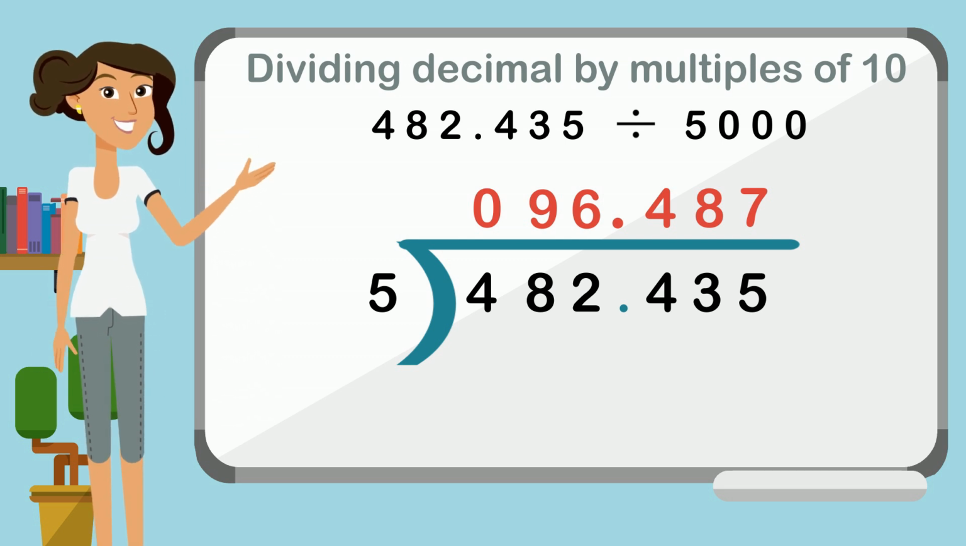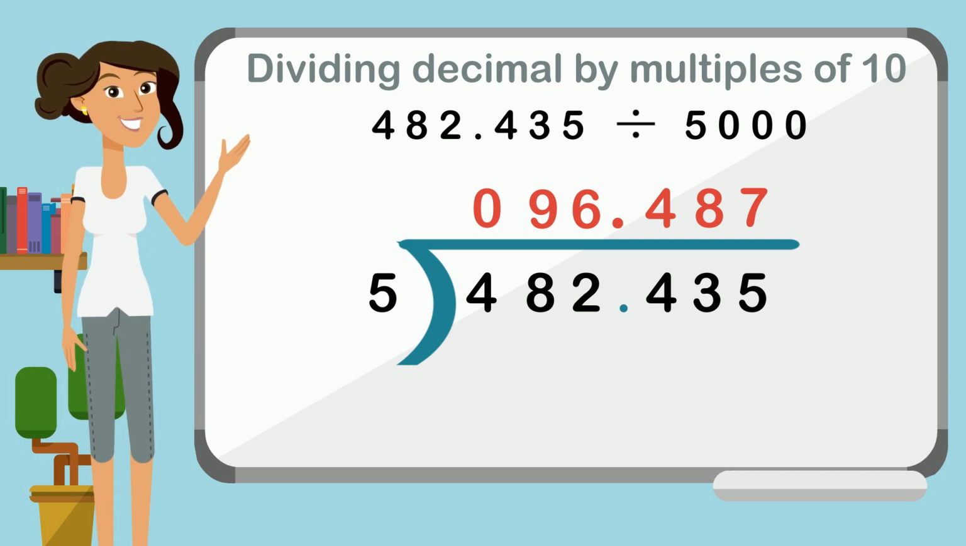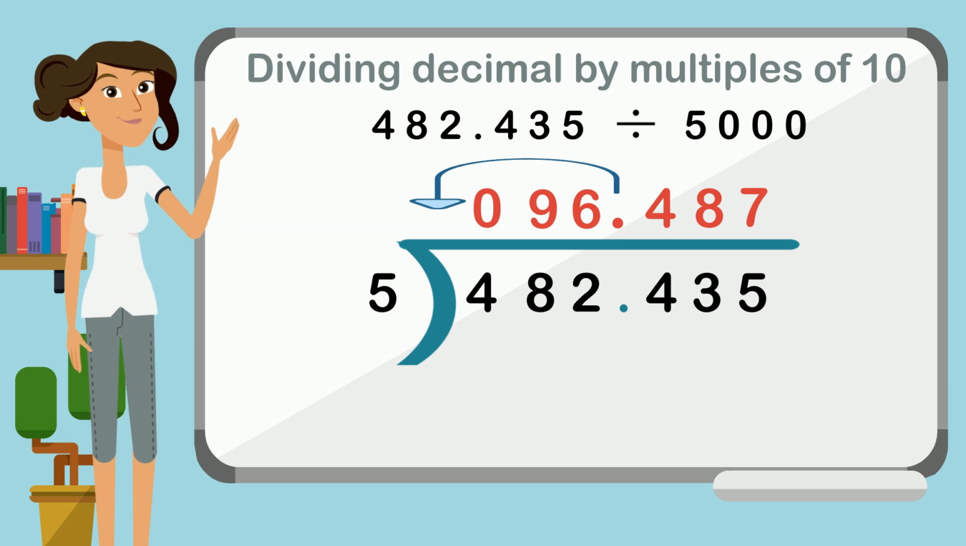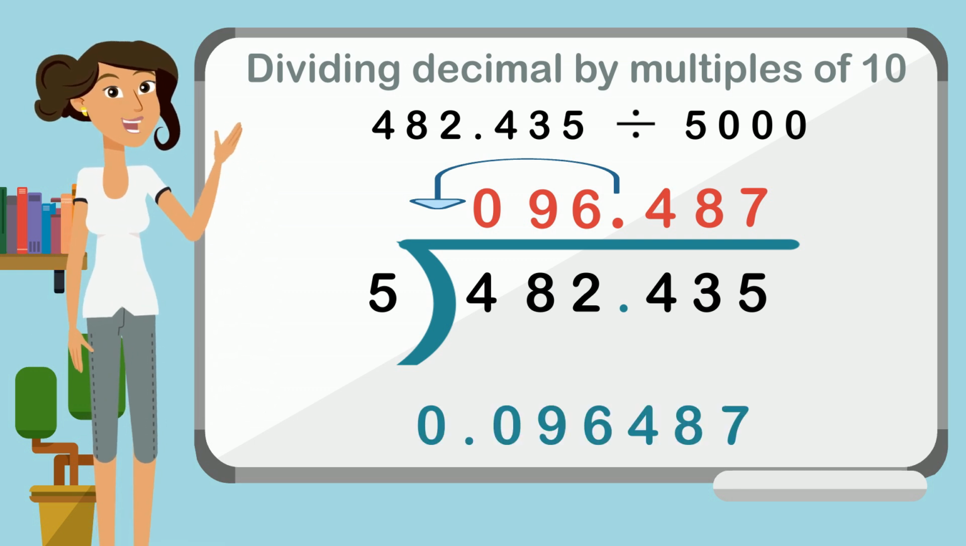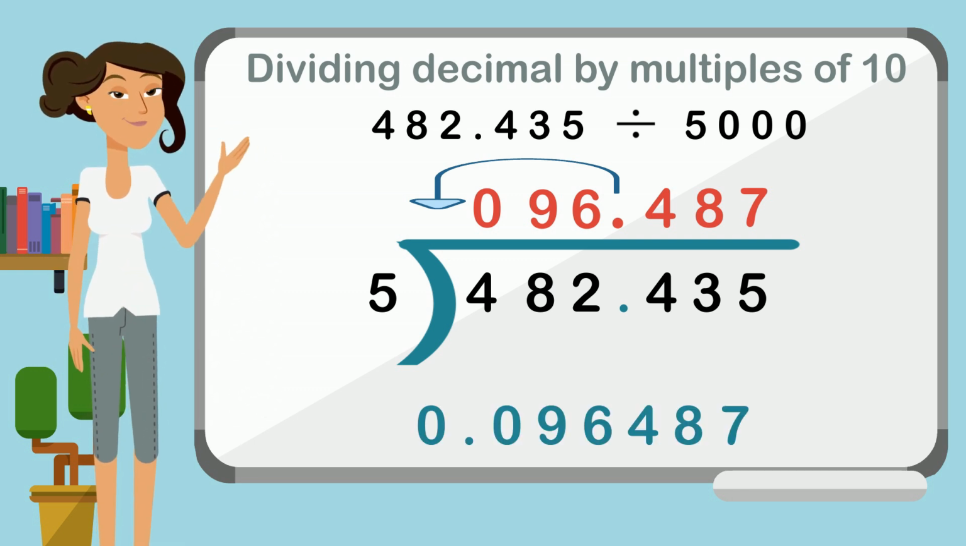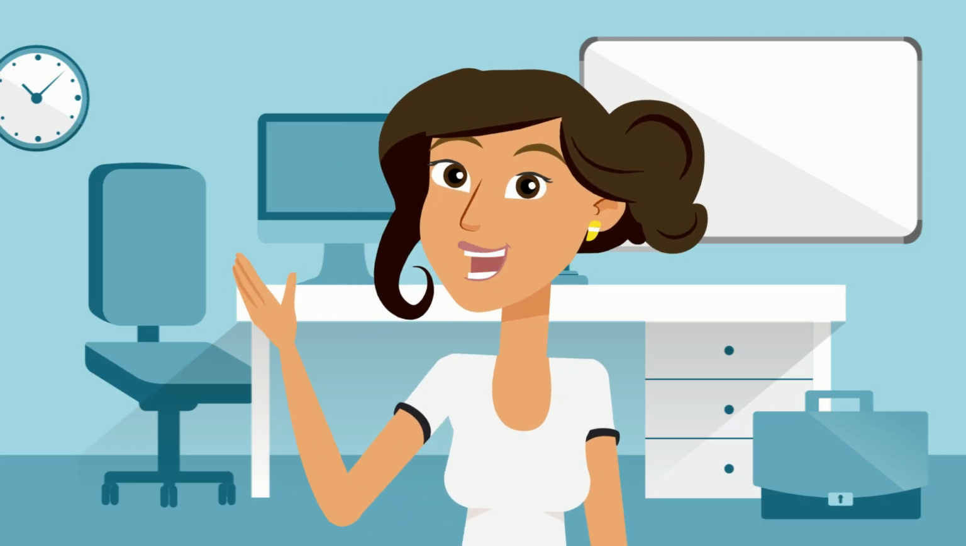96.487. But this answer isn't finalized yet. We still need to divide by 1,000. So we move the decimal point 3 steps to the left. The final answer is 0.096487. And there you have it.